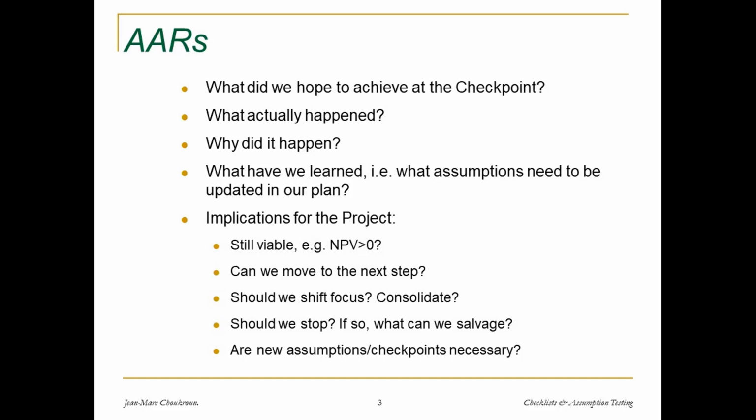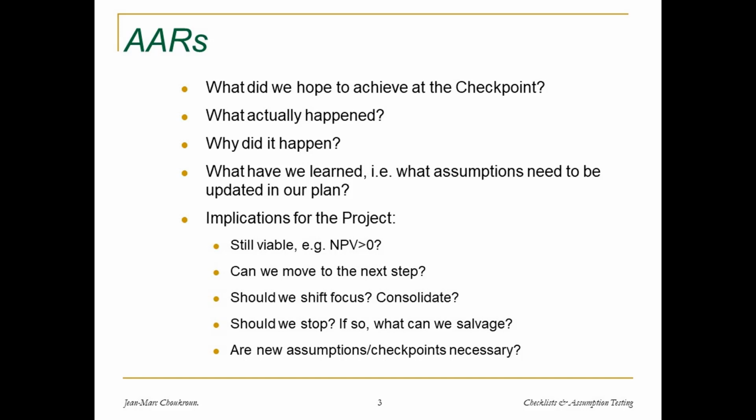What have we learned? In other words, based on this, what assumptions need to be updated? What other things need to be taken into account that we did not have? And what are the implications for the project? So is the project still viable? What I have here is NPV greater than 0. This is for those of you who have some financial background: NPV stands for net present value, and that's a particular financial measure for projects. If you don't know anything about net present value, you can ignore that.